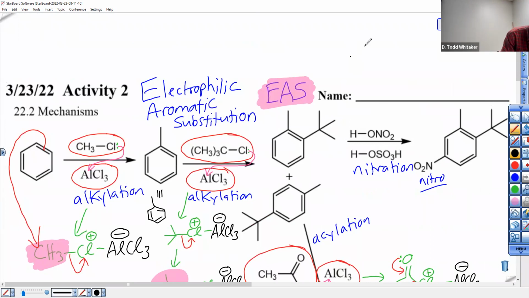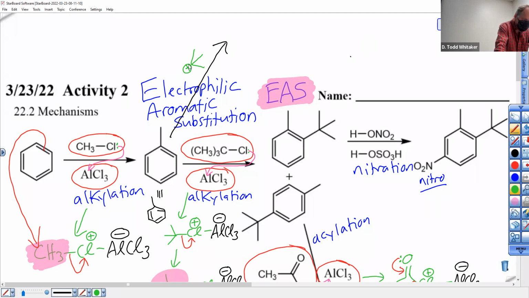So I'm going to have this one attack in the ortho position, the tert-butyl group. I know. I heard the chuckling. How the heck am I going to get that on my quiz that doesn't have room on the top? You can flip it over if you want.